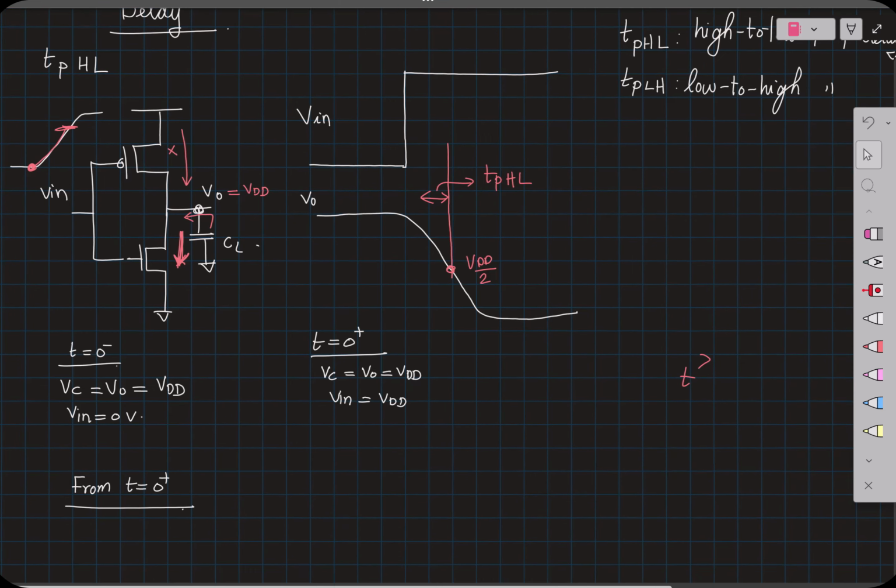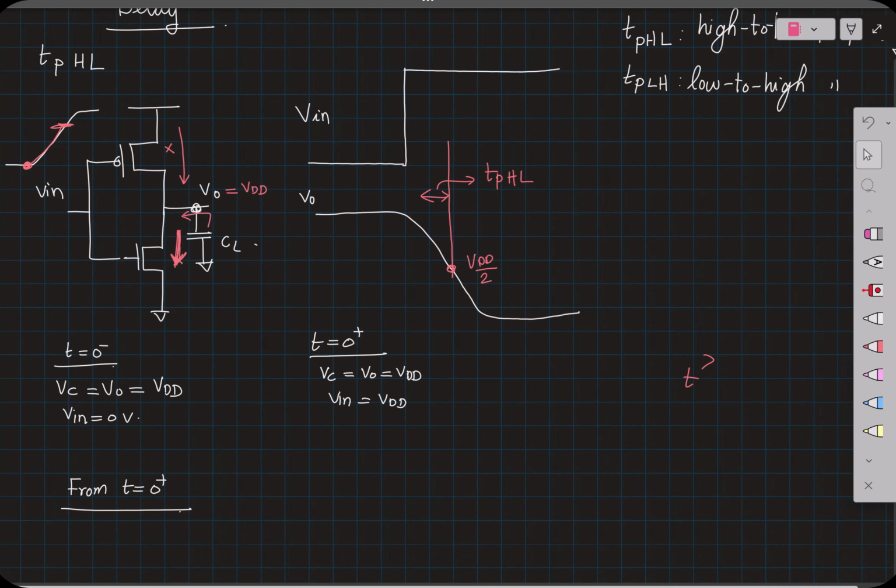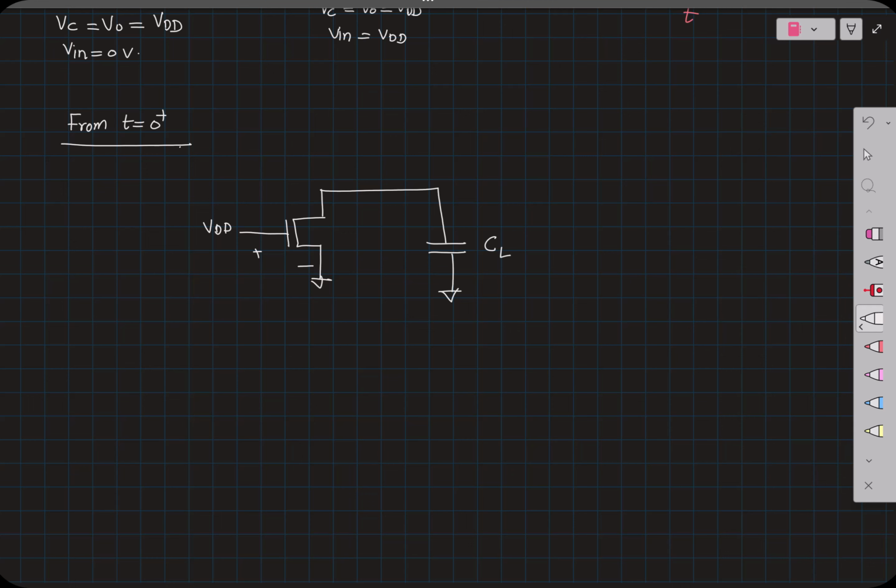What comment can you make about the PMOS transistor? Vin is VDD, so the PMOS transistor is in cutoff region, right? So basically my circuit now simplifies to an NMOS transistor whose gate to source voltage is always at VDD, connected to a capacitor where the capacitor had an initial voltage equal to VDD.